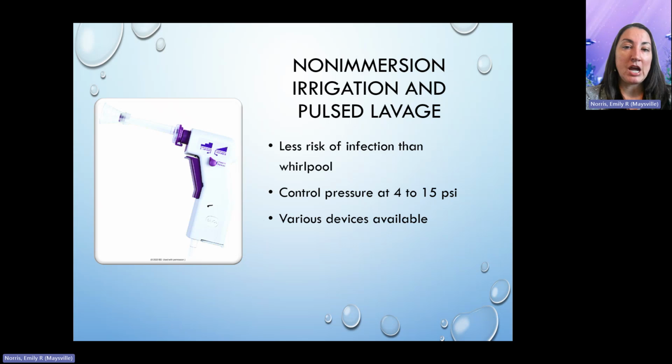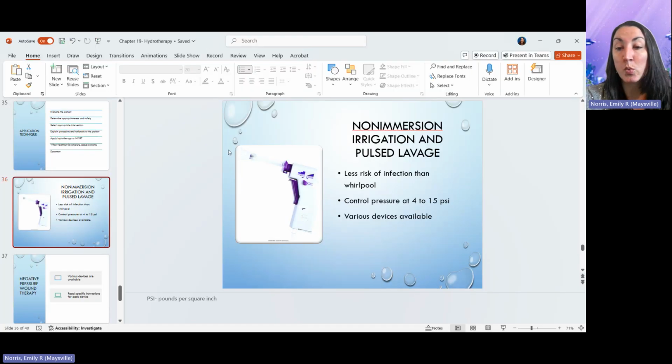One of the types of non-immersive irrigation is a pulsed lavage. So it's this machine that you put on the wound, and it can do some of the benefits, but there's less of a risk of infection than whirlpool, which is why whirlpool is not really used in therapy anymore, is the high risk of infection. You can control the pressure between 4 and 5 psi, and psi stands for pounds per square inch.